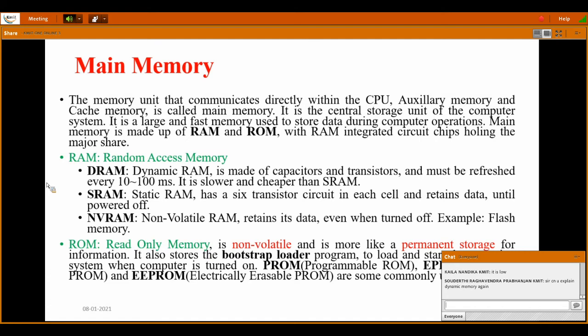What is the PROM? Programmable read-only memory. Then EPROM, erasable PROM, and EEPROM, electrically erasable PROM, and some other commonly used ROMs.